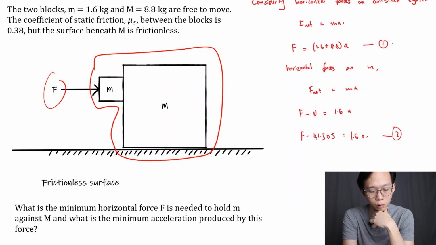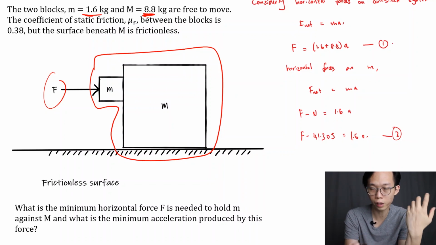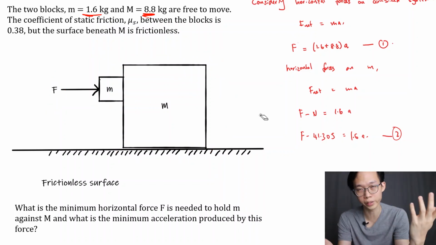Now m in this case refers to the mass of the combined system. So that's 1.6 plus 8.8, and this is multiplied by a, the acceleration. Now a is unknown, F is unknown. We have two unknowns, like I mentioned earlier. So if there are two unknowns, we need to have two simultaneous equations to solve. So what is another thing that we can do to come up with a second equation?